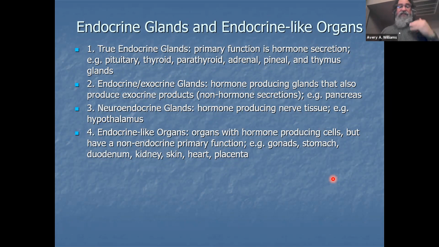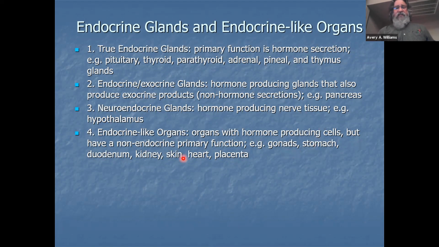And I put them in this category because these are organs with hormone-producing cells, but have a non-endocrine primary function, okay? So you would think that their primary function is something else, or that they belong to another body system. For example, this first one right here, the gonads, ovaries and the testes. What body system would you classify the gonads in? Well, that's part of the reproductive system, right? Although the ovaries and the testes produce hormones, sex hormones, and so that has endocrine producing tissues.